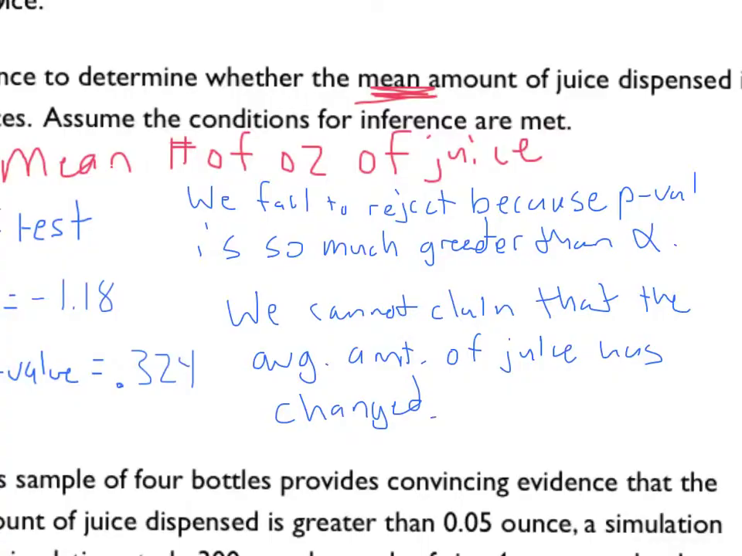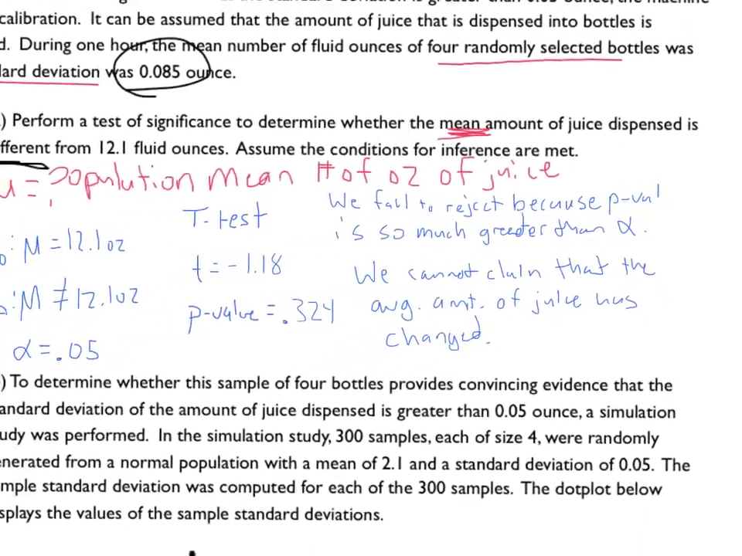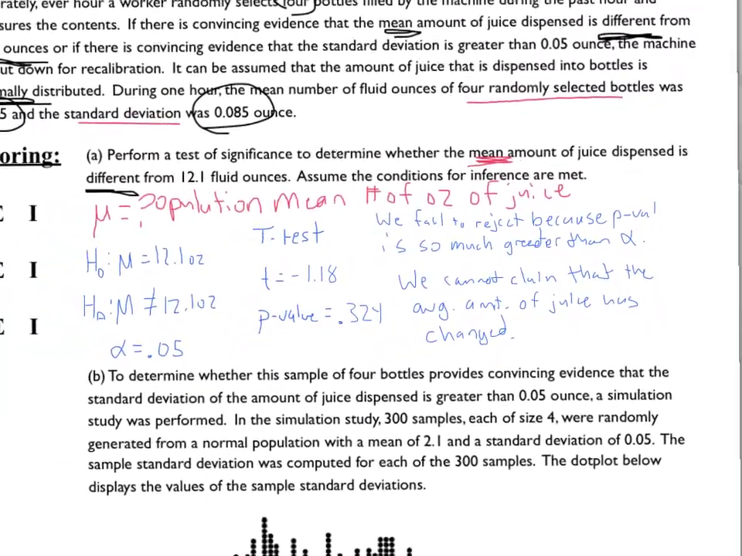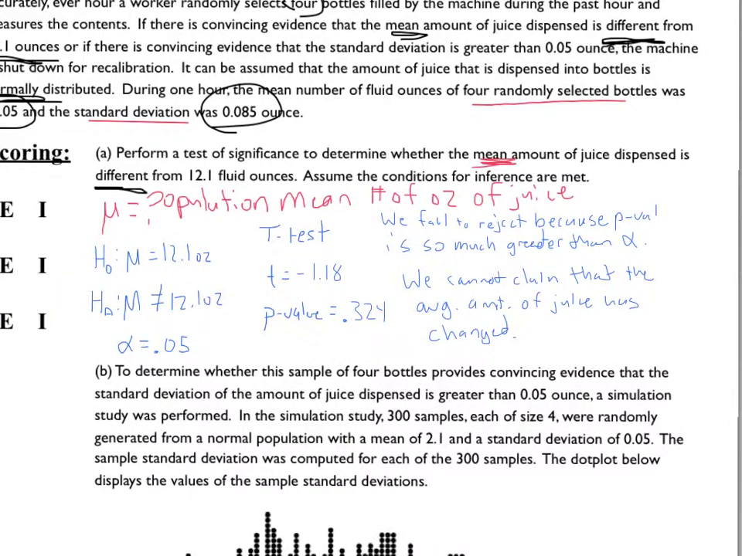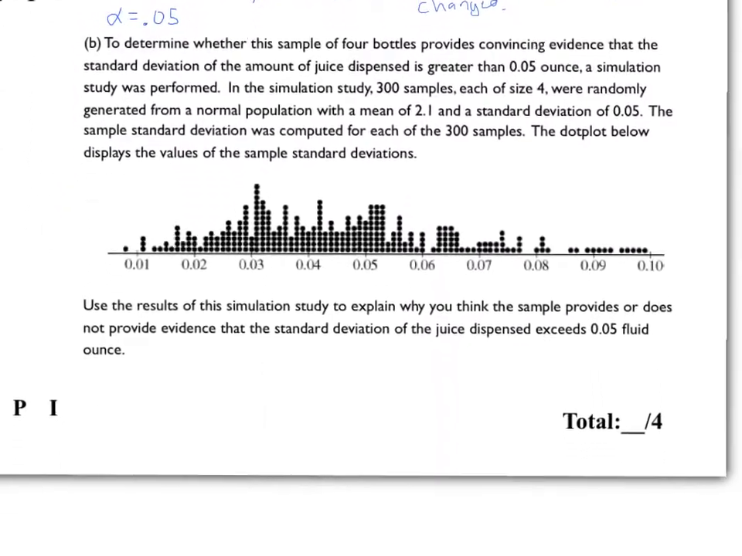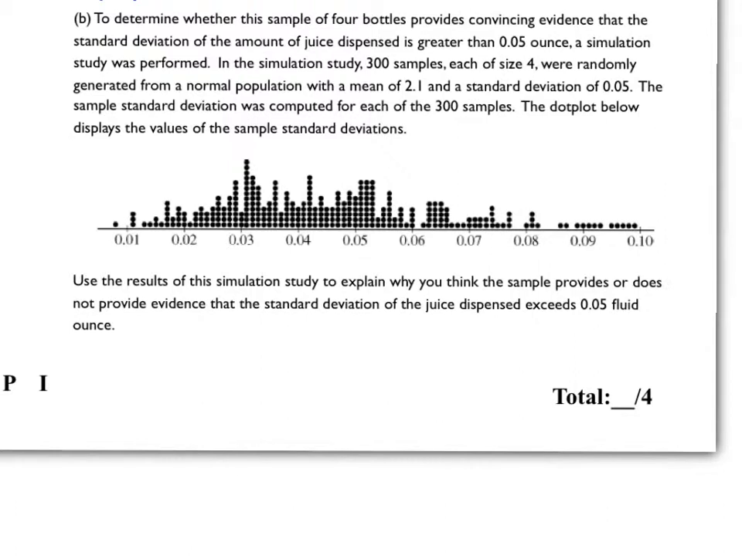Now remember, there are some problems out there that will require you to state all of your conditions ahead of time, but fortunately this is not one of them. So let's scroll down to the second part. To determine whether this sample of 4 bottles provides convincing evidence that the standard deviation of the amount of juice dispensed is greater than 0.05 ounces, a simulation study was performed. Now a simulation study, that's basically them using something very similar to StatKey, and StatKey actually can do this for standard deviations if you ever wanted to.